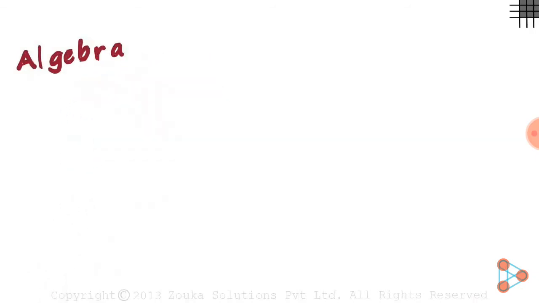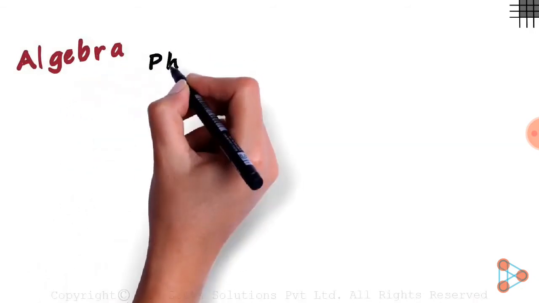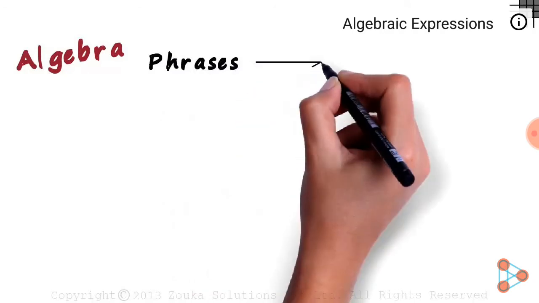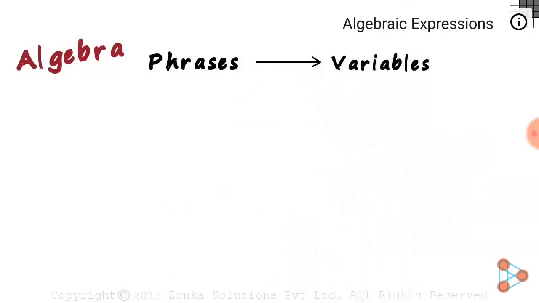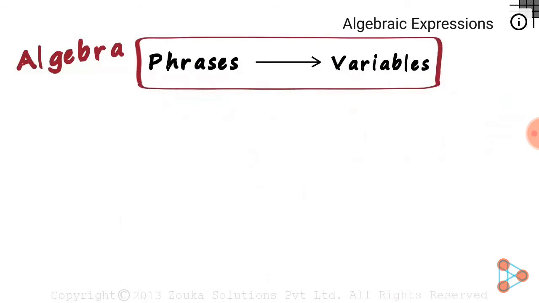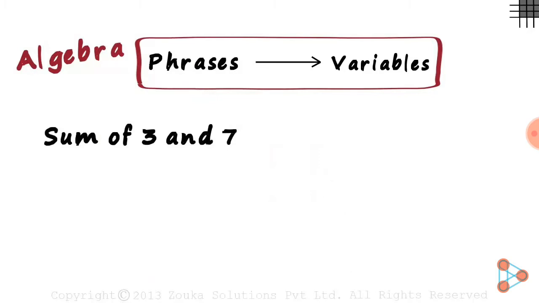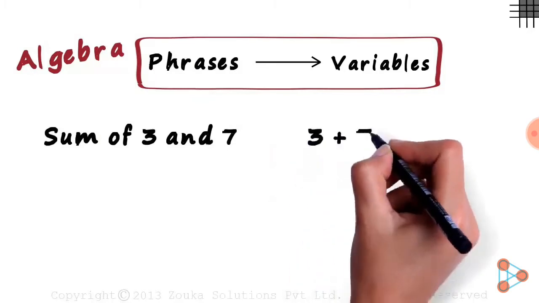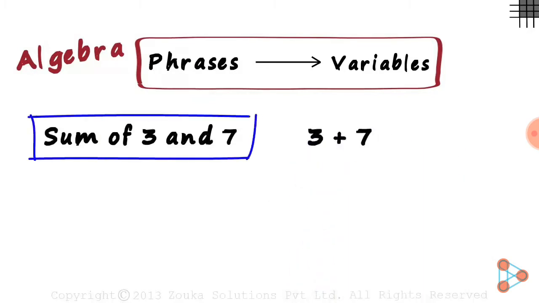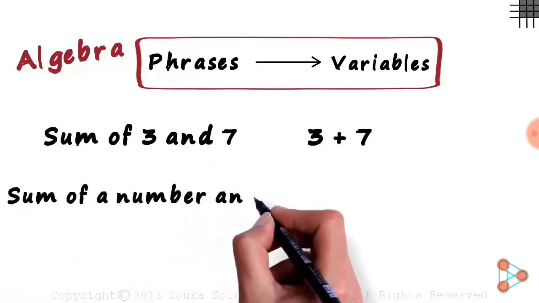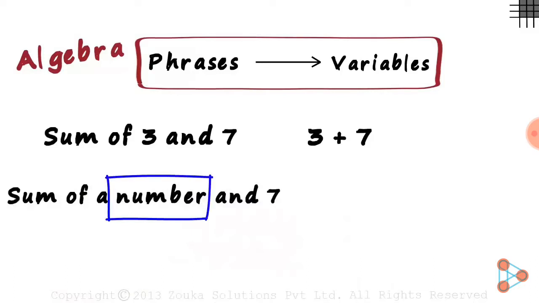In the previous video, we have seen how algebra makes our life very easy. It helps us write long phrases in a very short way using variables. That's the beauty of algebra. How do we write the sum of 3 and 7 using numbers? We just write it as 3 plus 7. Let me modify the question a bit. How do we write the sum of a number and 7? Since this number is unknown, we use a variable in its place and write it as x plus 7.